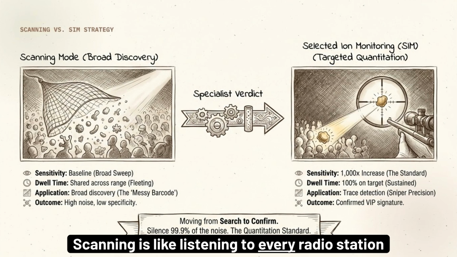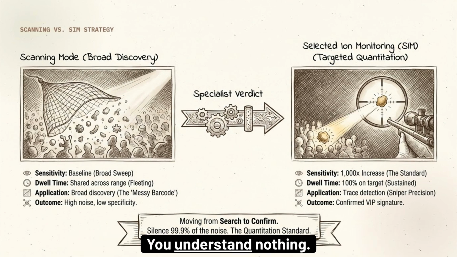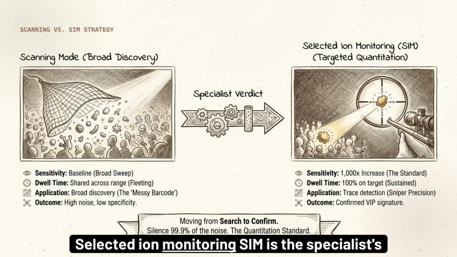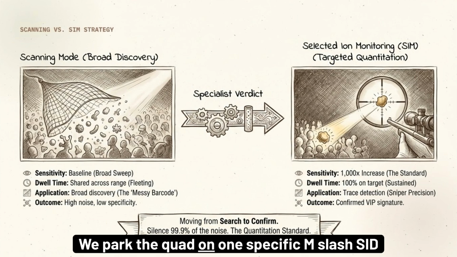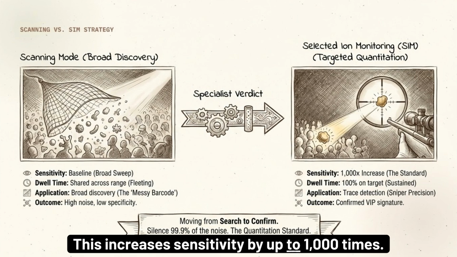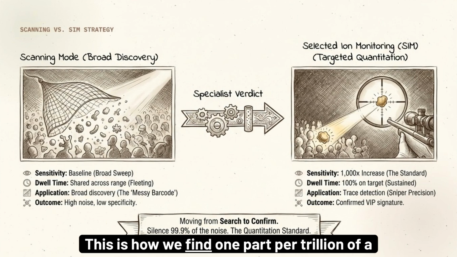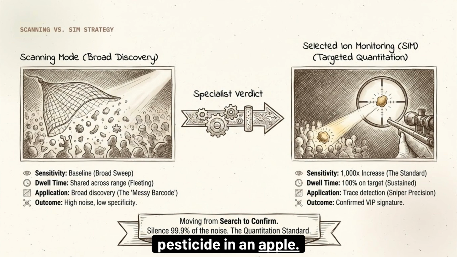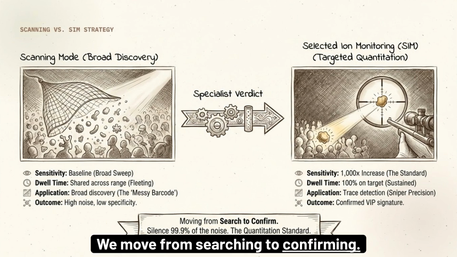Scanning is like listening to every radio station at once. You understand nothing. Selected ion monitoring, SIM, is the specialist's sniper rifle. We park the quad on one specific m/z and focus 100% of our dwell time there. This increases sensitivity by up to 1,000 times. This is how we find 1 part per trillion of a pesticide in an apple. We move from searching to confirming.